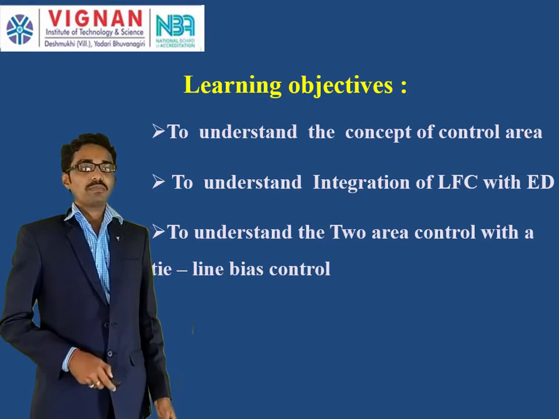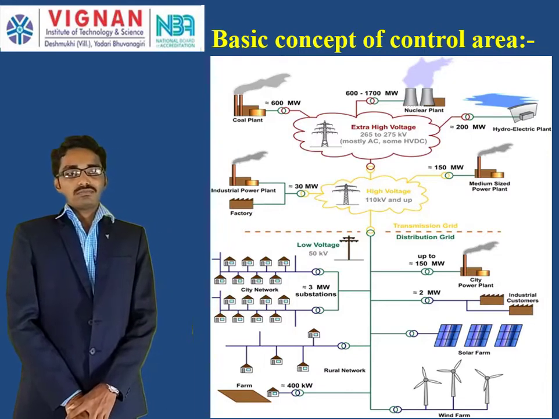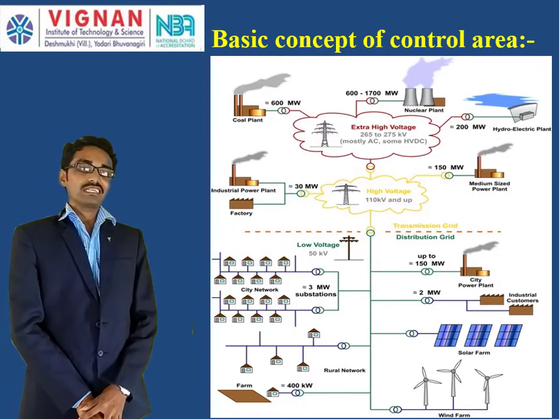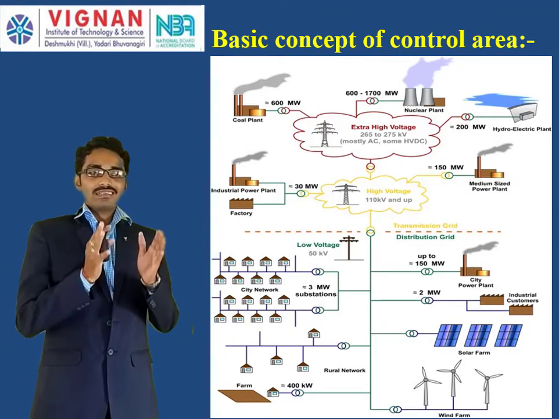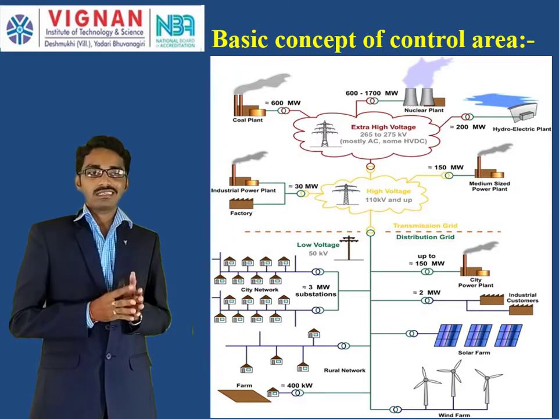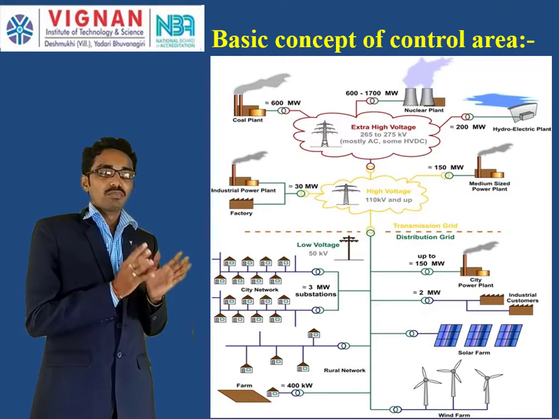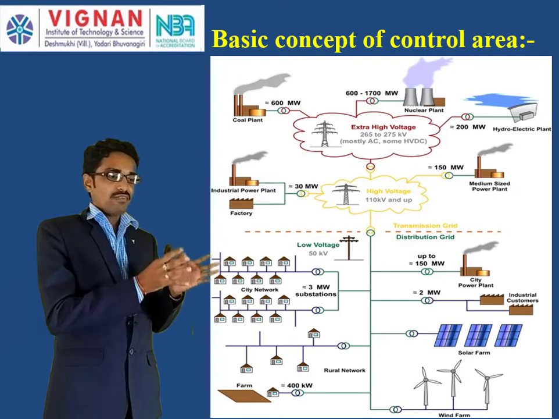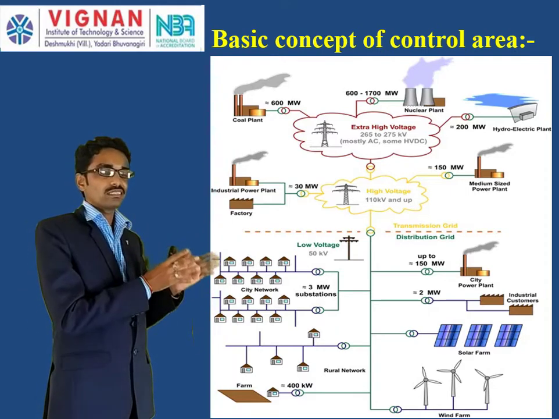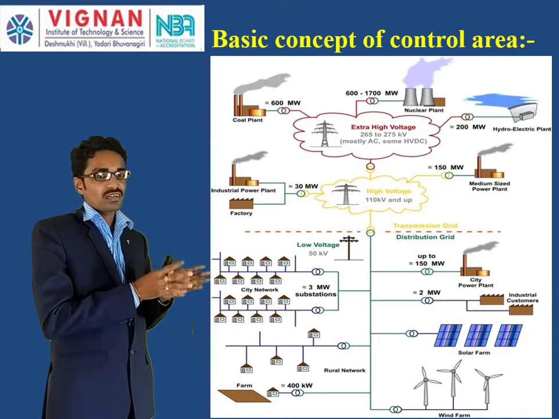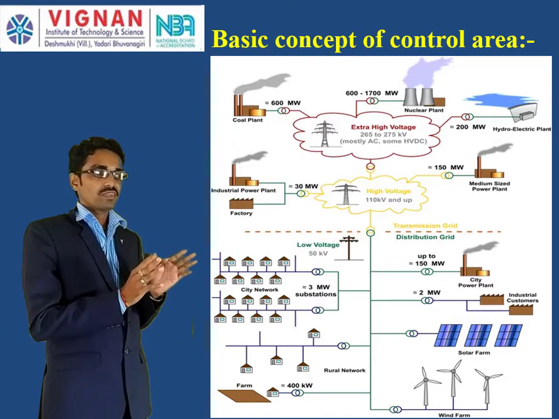Right. So let us see the basic concept of control area. In the olden days, when power generation started, we had only a single generator, and for that single generator we had a single load. That is, we generate the power at the particular location where we have a load. In order to meet that load, we generate electricity according to the requirement of the load. We are not transmitting any amount of the power.